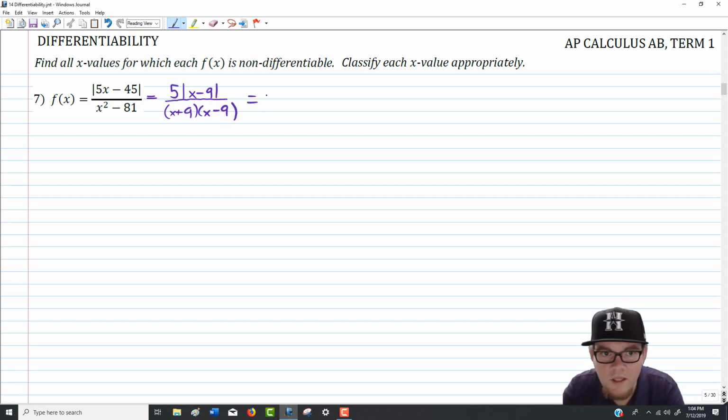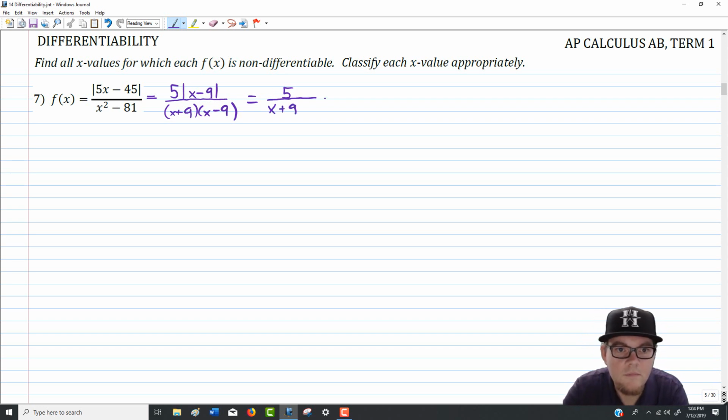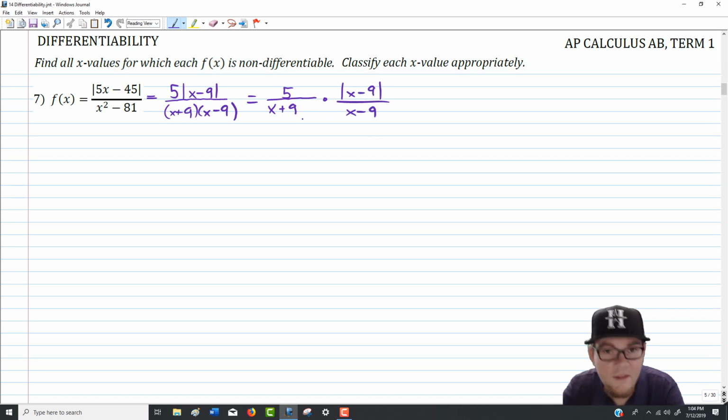So although this is purely speculative, the way I'm going to write this function is as 5 over x plus 9 times absolute value of x minus 9 over x minus 9. And this is an interesting function. I cannot lie to you.